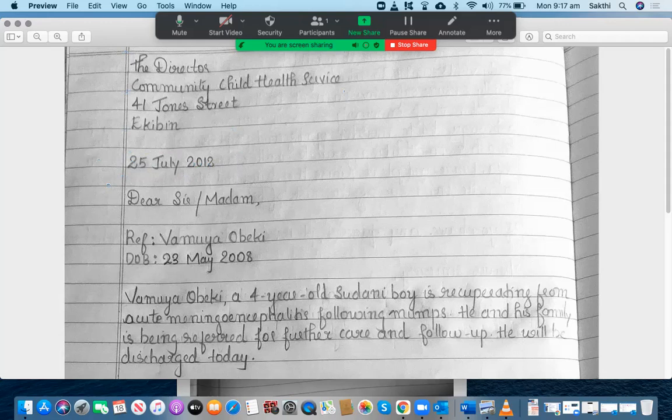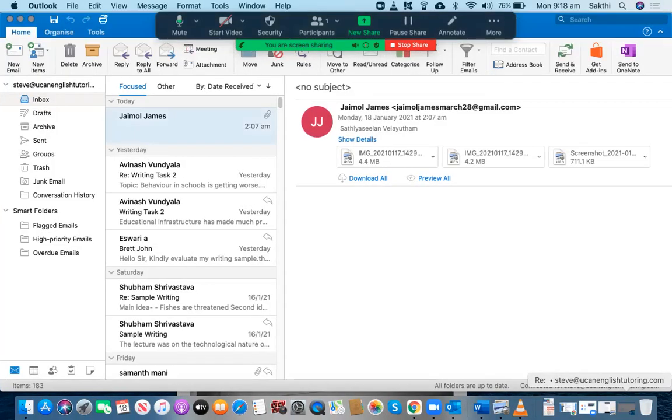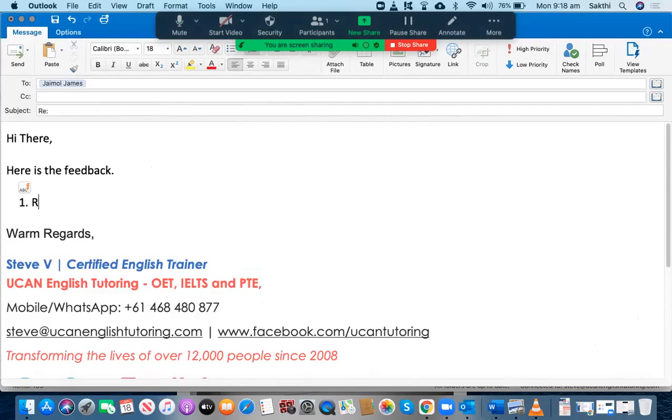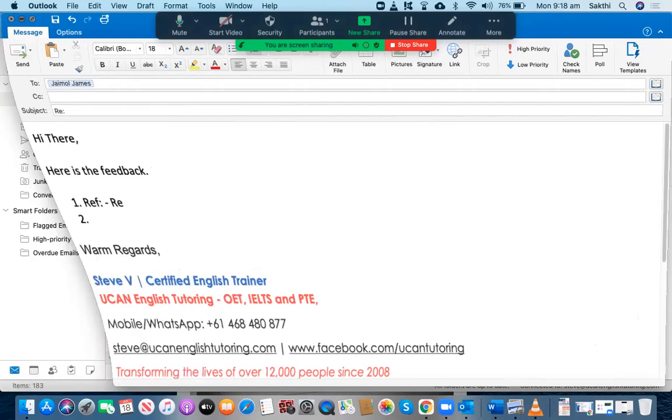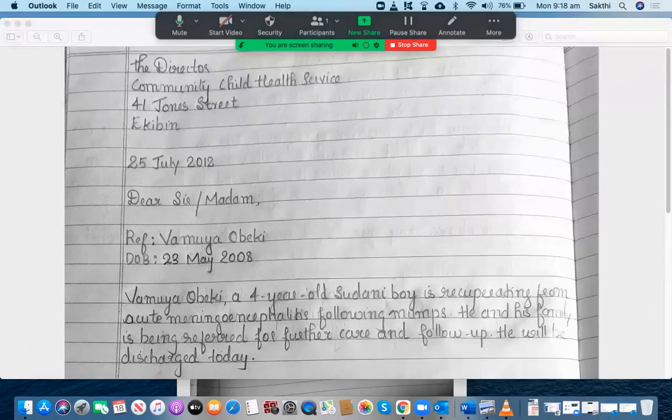After that, she has written down dear sir/madam. And then she has written down the reference details of the patients. But she might have written down RE instead of ref. So what she could have done is, instead of writing down ref, she could have written down just regarding, or RE. That must be more than enough.